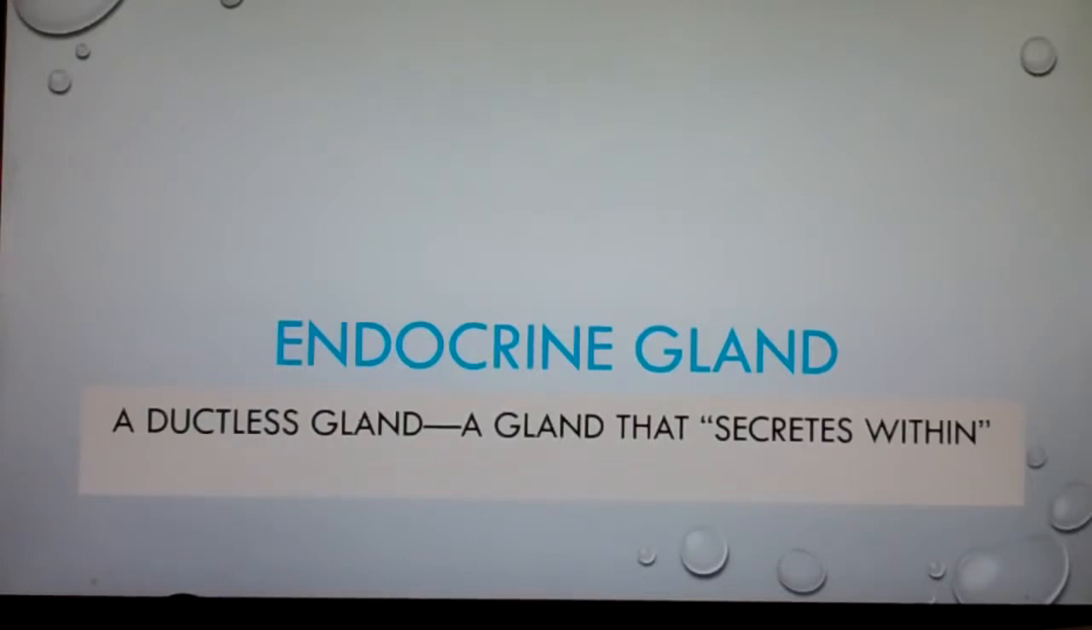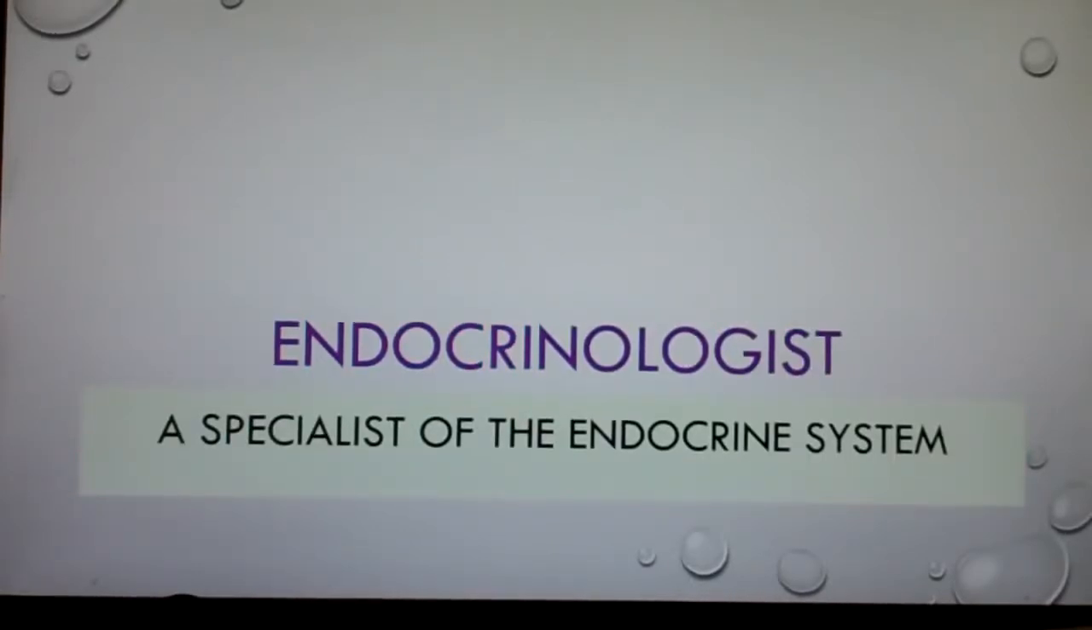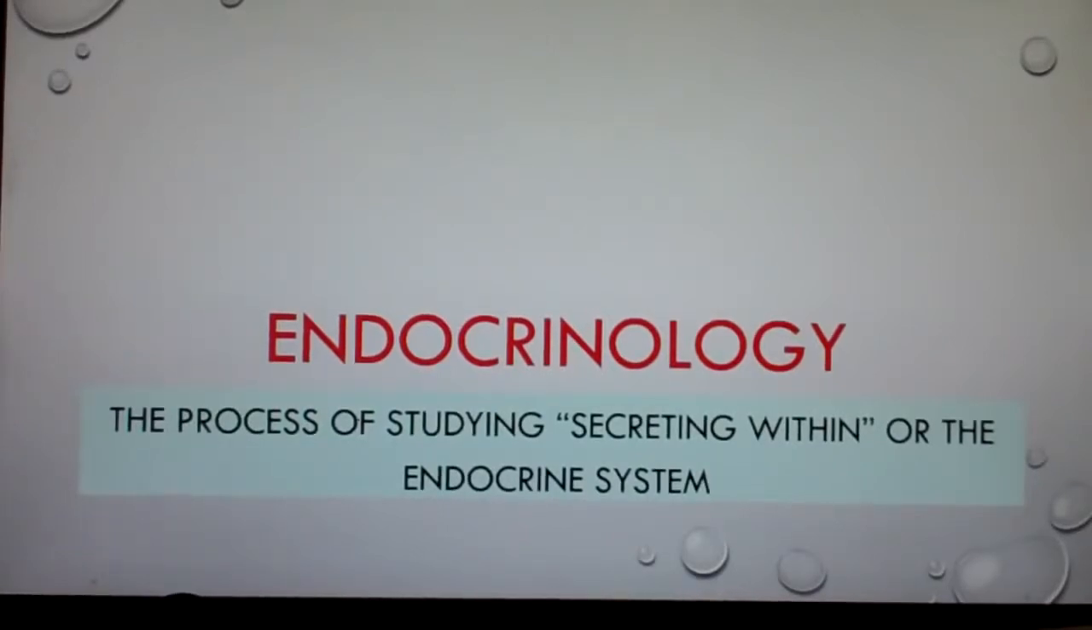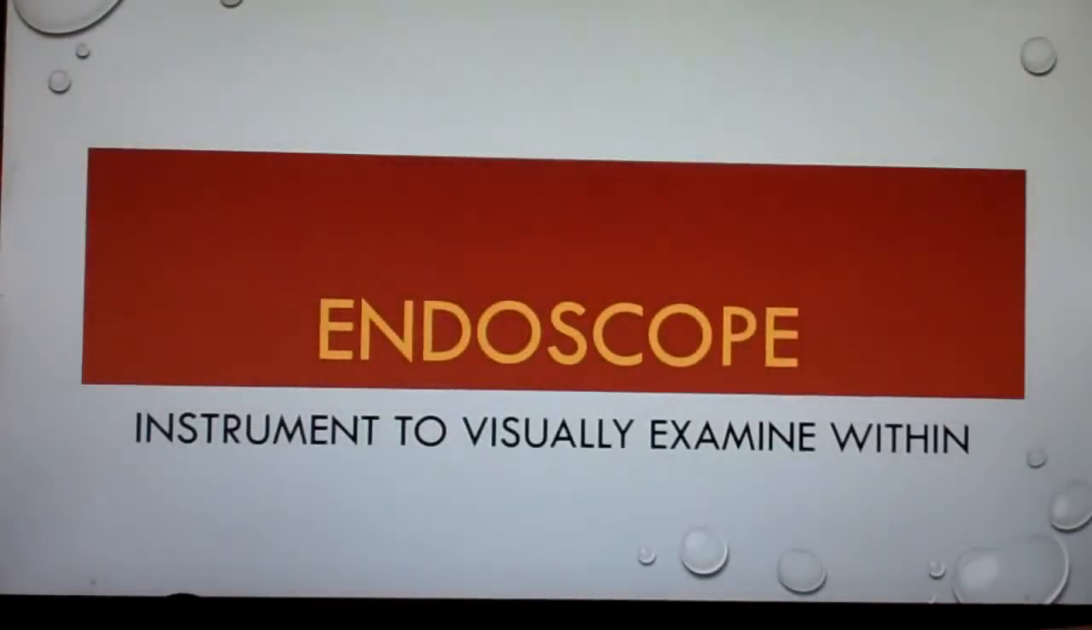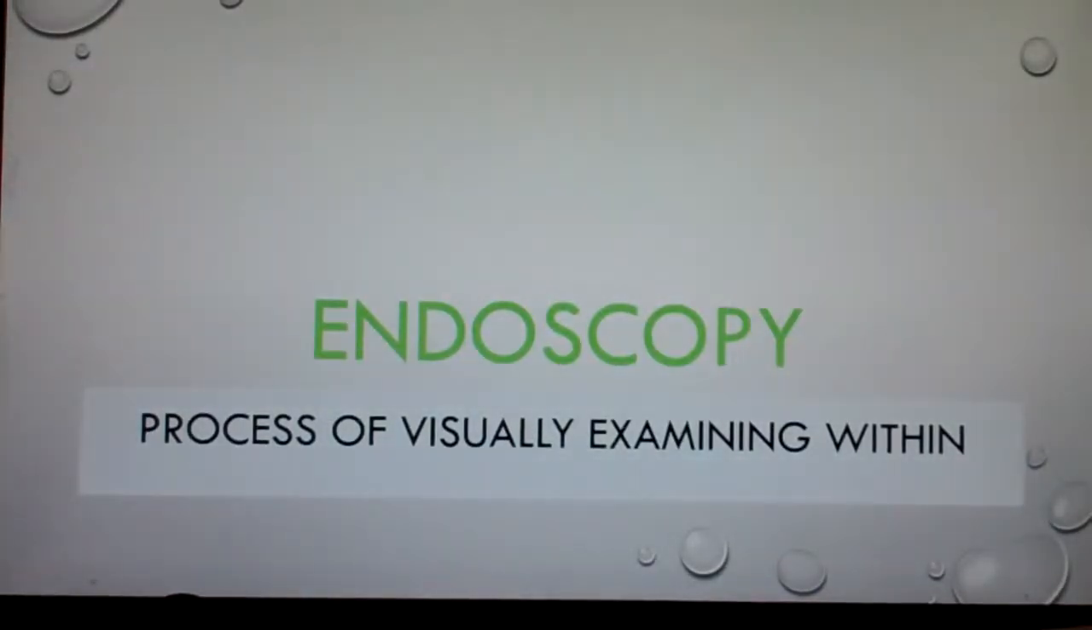Endocrine gland. A ductless gland, a gland that secretes within. Endocrinologist, a specialist of the endocrine system. Endocrinology, the process of studying secreting within, or the process of studying the endocrine system. Endoscope, instrument to visually examine within. Endoscopy, process of visually examining within.